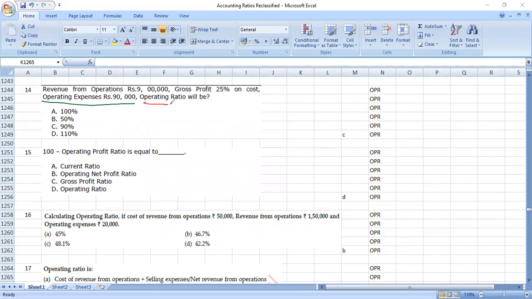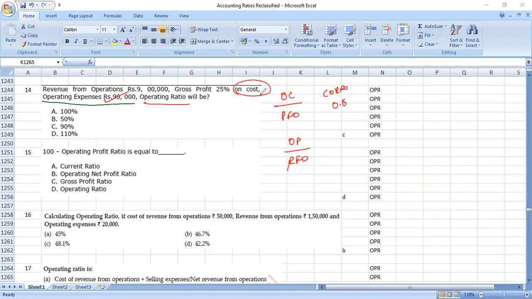Oh, they're asking for operating ratio. This is tricky. If you had thought of this as operating profit ratio, you'll get it wrong. See, operating ratio is operating cost divided by revenue from operation. Operating profit ratio is operating profit divided by revenue from operation. Operating cost, what will it be? Cost of revenue from operation and operating expenses. Operating expenses given. Cost of revenue from operation is indirectly given.